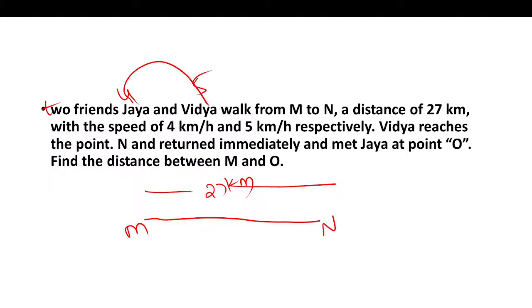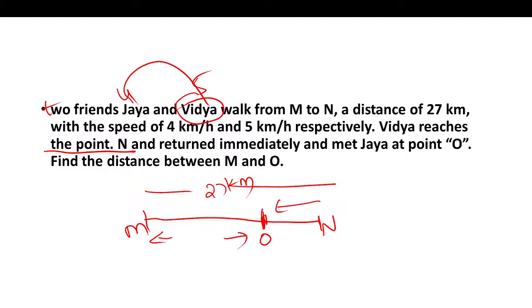So who will reach the point fastly? Definitely, whose speed is more? Vidya speed is more. Vidya will reach the destination fastly compared to Jaya. Vidya reaches the point N and returned immediately and met Jaya at point O. The question they are asking you: what is the distance between M and O?